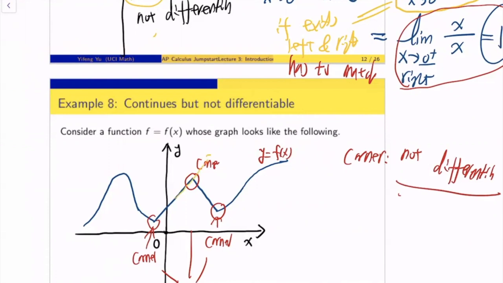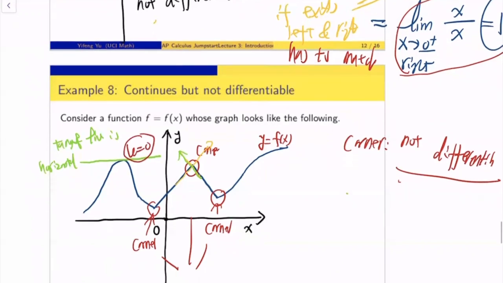You have slopes right here, and from another direction, if you look at it from the right, they're different, right? So we have a corner. At this point, there's no corner here. You see the tangent line is horizontal. What does that mean? That means at this point the slope k is zero, right? So those are the points where you have a horizontal tangent line, the slope is zero.